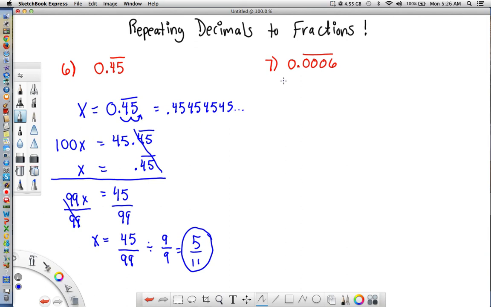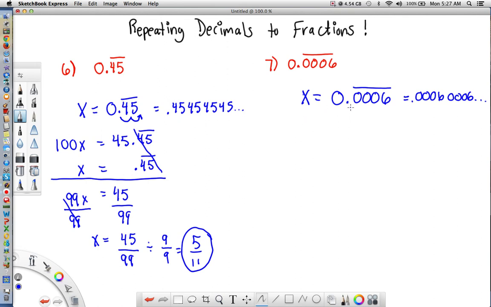Let's take a look at number 7. Okay, same thing here. It looks a little more scary though. It looks like tenths, hundredths, thousandths. I have 6 ten-thousandths. So x is equal to 0.0006 repeating. That means that it's just going to keep on going, repeating again and again. What's going to repeat? It's going to be the 0.0006, 0006, and that's just going to keep on going.